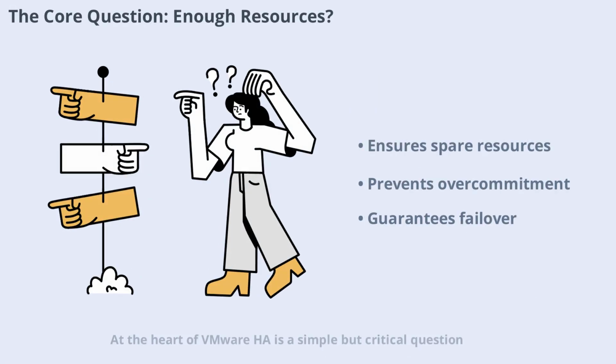At the heart of VMware HA is a simple but critical question: are there enough spare resources in the cluster to handle a host failure? Admission control is designed to answer this question with precision. By enforcing resource reservation policies, it ensures that your cluster never overcommits and always has the capacity to restart VMs if a host goes down. This guarantee is what sets VMware HA apart as a reliable solution for business continuity.